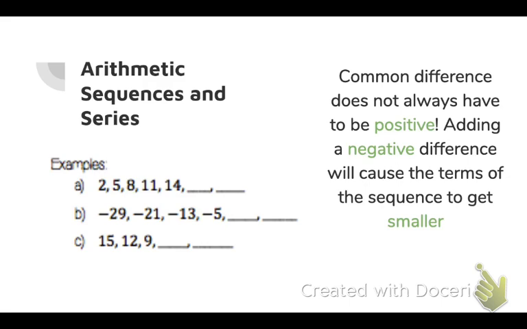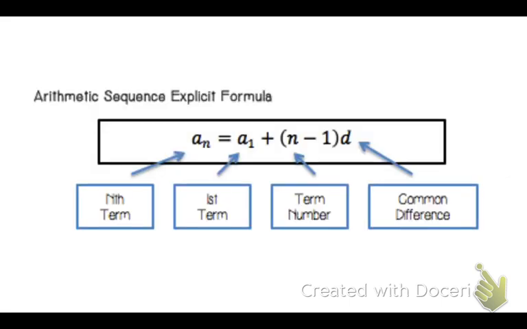So there's two types of formulas that we look at and write. The first is called an explicit formula. The explicit formula allows us to find any term in the sequence without having to know the previous term. And so this is where some of that subscript notation comes into play.